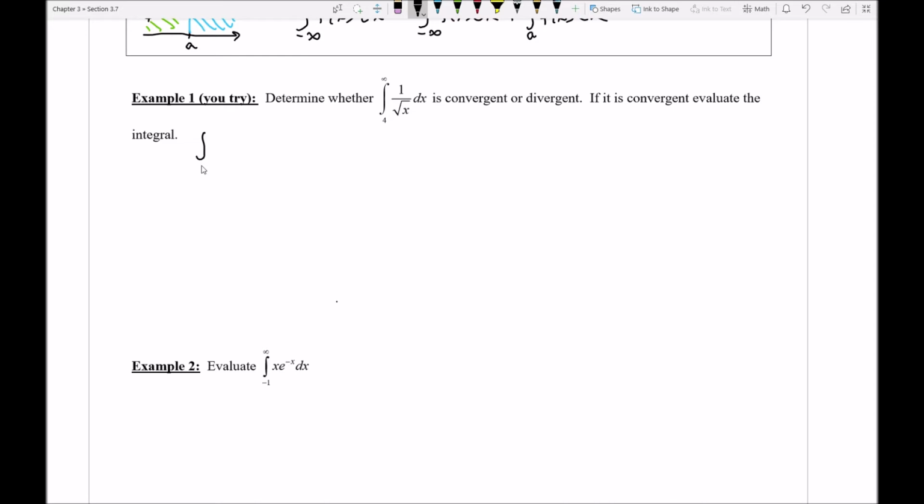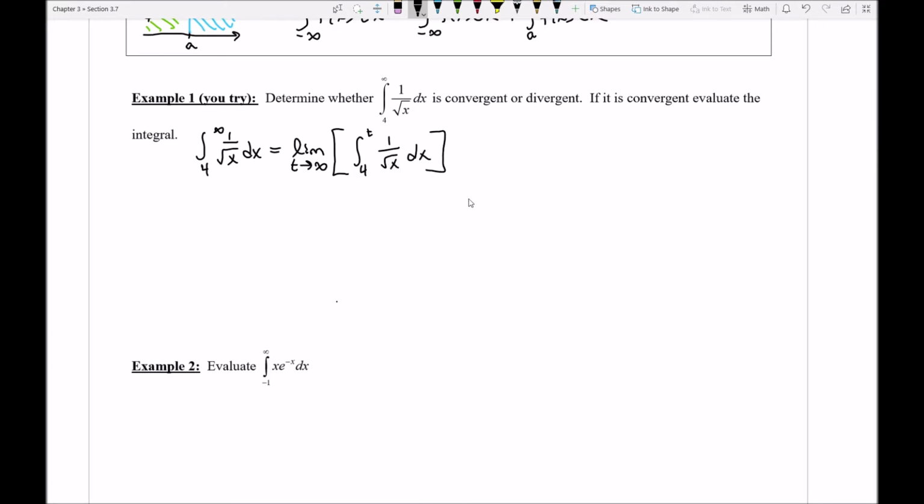Okay, so if I was working on this, one of the first things that I would do after rewriting my integral here is again to convert this immediately into my limit notation. I know this is going to look like limit of integral from 4 to t of 1 over root x dx.